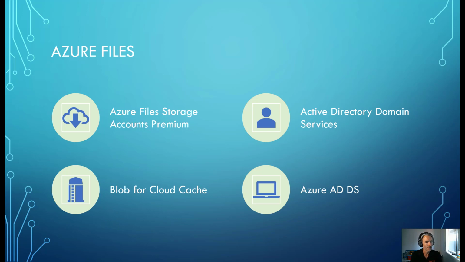Blobs are available specifically for Cloud Cache. So in some regions where we can't use Azure Files premium storage and join it into a domain, we've got to stick with blobs. Cloud Cache unlocks that, so we'll have a look at that a little bit later on.